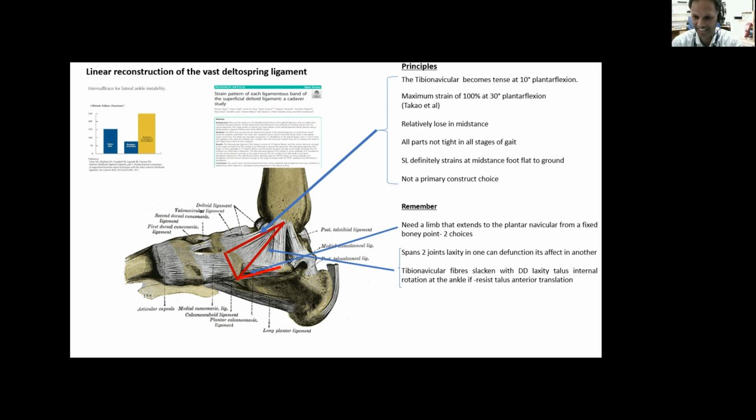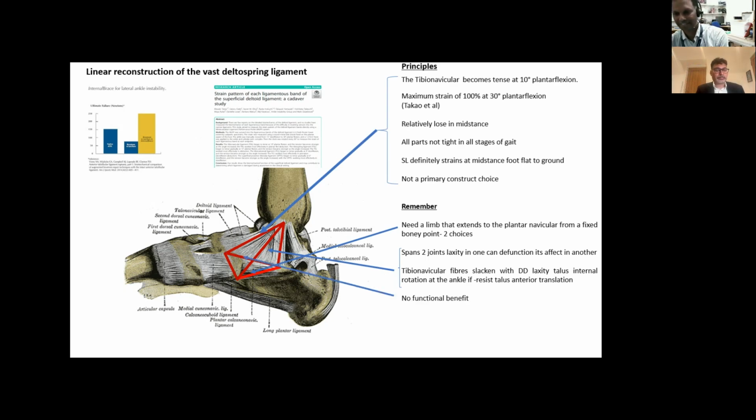In effect, you defunction that spring ligament. It has to act across two joints. And that limb is actually perpendicular to the plane of the talonavicular axis, and therefore will have very little function in the axis you want. And we know that limb has very little benefit. So your money shot, if you're going to use one limb, is that.